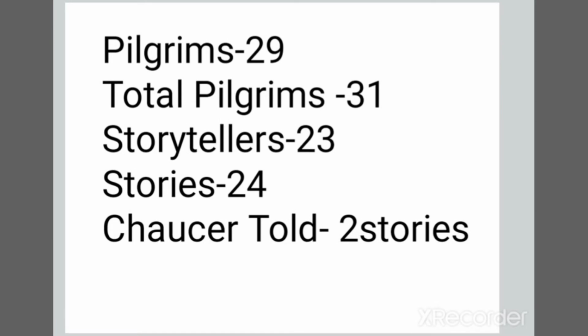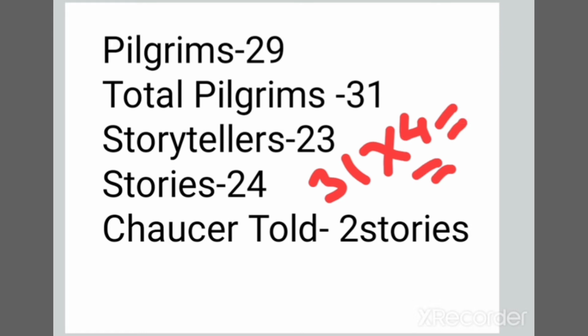Now if we multiply 31 by 4, why by 4? Because each pilgrim has to tell 2 stories while they are on their way to the shrine and 2 stories while they are returning from the shrine. So in total each pilgrim has to tell 4 stories. That is why we multiply by 4, and there are a total of 31 pilgrims including the host and the narrator. It becomes 124.